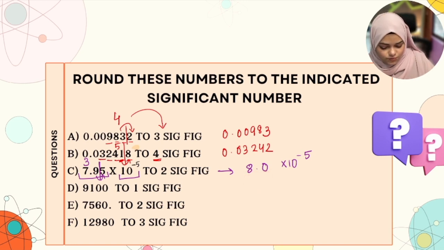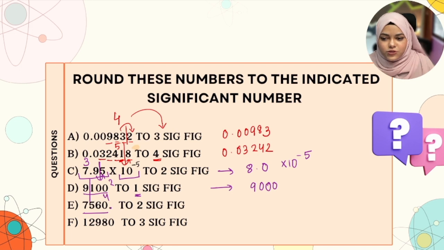The next one, we have 9100, which is 2 significant figures. Zeros at the end are not significant and we want to bring it to 1 significant figure. So we stop here. This one, we make it 0. So it's going to become 9,000.